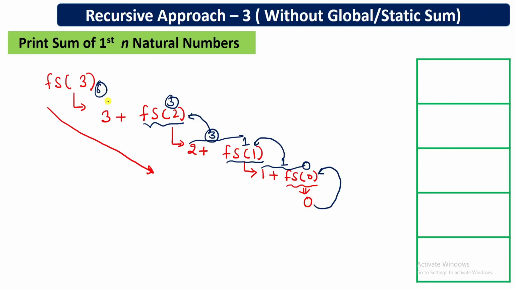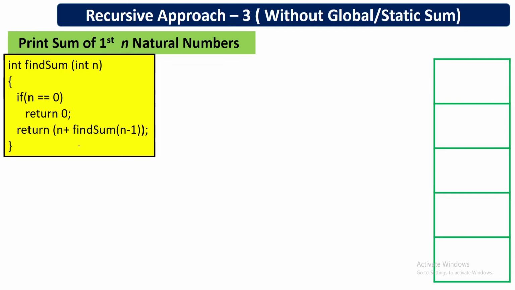So in this way I am getting the answer in the return journey. In one journey I am breaking down my problem, and in the return journey I am adding my answers and building my answer. So basically I will not use any sum variable. Okay, let's see how we can write the solution. So basically this is the solution.